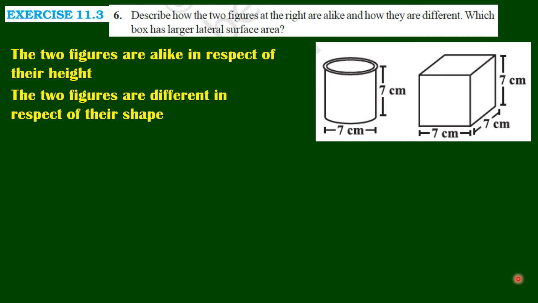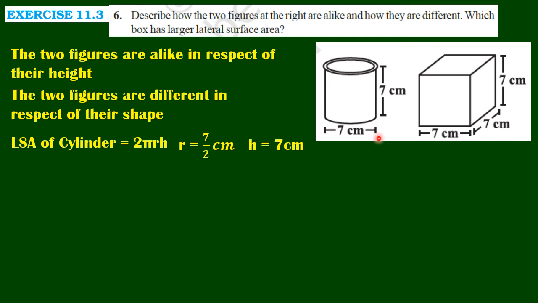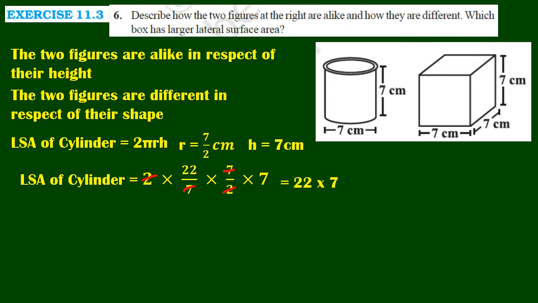Now we have to find which box has larger lateral surface area. So we have to find the LSA of both. So LSA of cylinder is 2 pi R H, R equal to, here the total length, that is diameter, is 7. So the radius is 7 by 2 and H equal to 7 centimeter. I put 7 by 2 instead of 3.5 because the value of pi we are using is 22 by 7. So 7 by 2 will be easy for calculation purpose. So what we will get here, LSA of cylinder is 154 centimeters square.